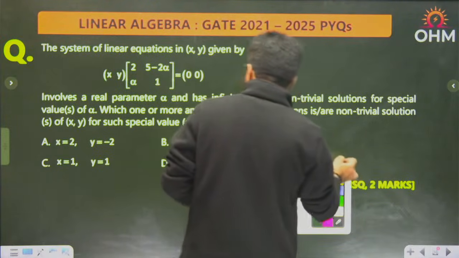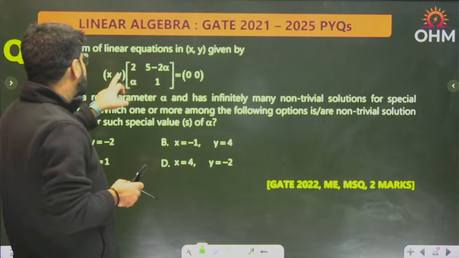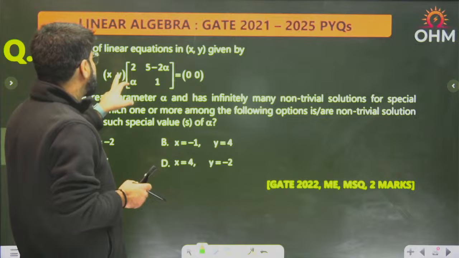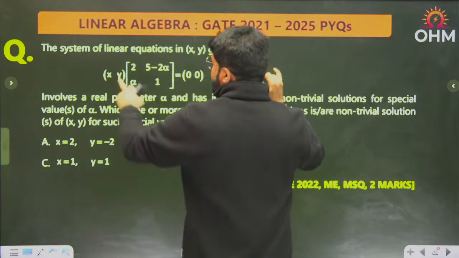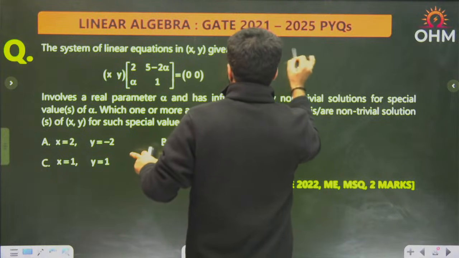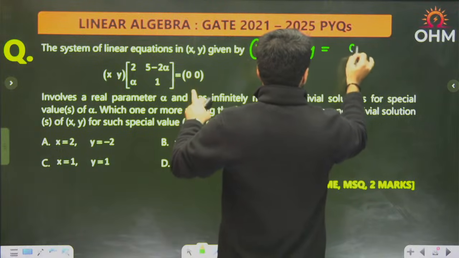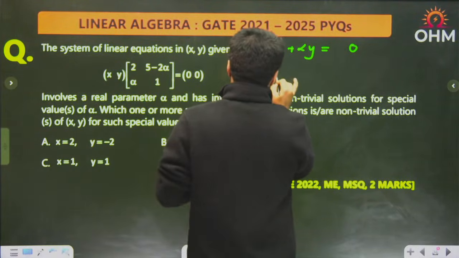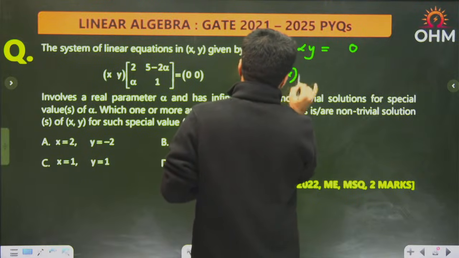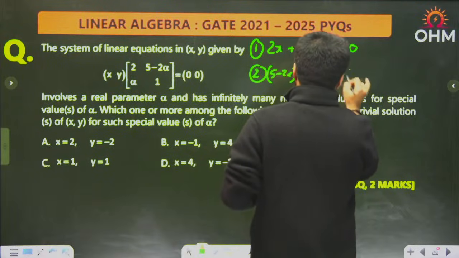See what is going to happen here. 2x plus alpha y. When you multiply the first row with the first column, what is the first equation you will get? 2x plus alpha y equal to what is here? 0. Then when you multiply the first row with the second column, you get (5 minus 2 alpha) times x plus y, which is again 0.